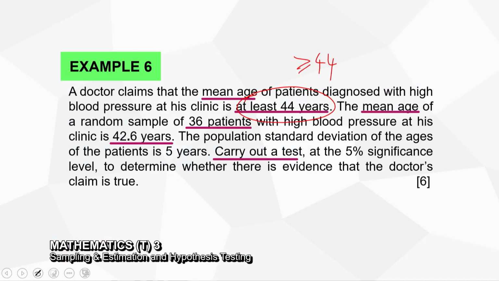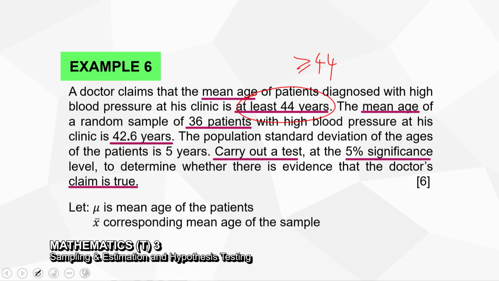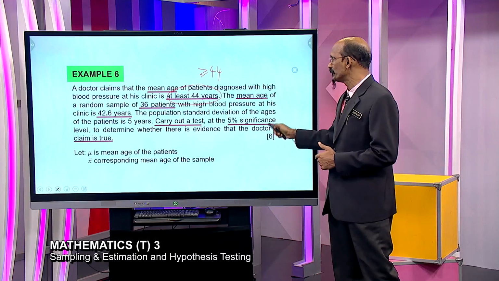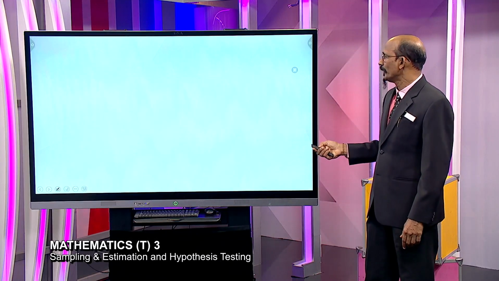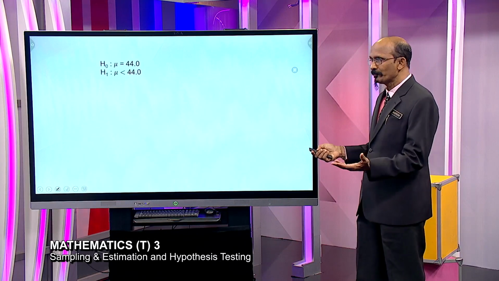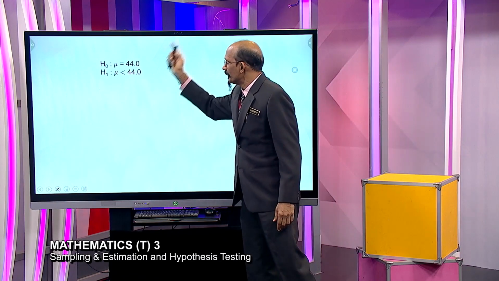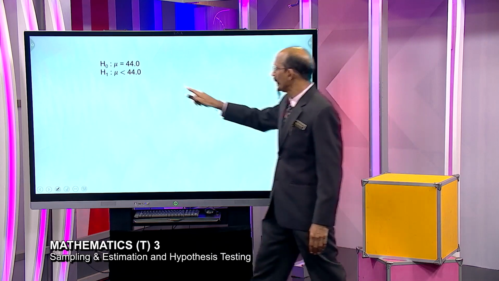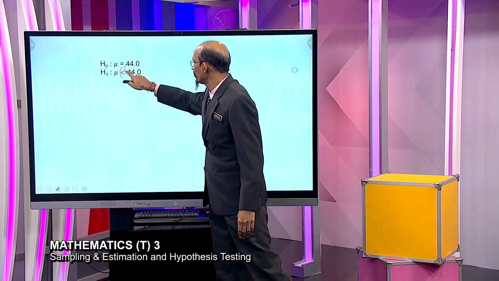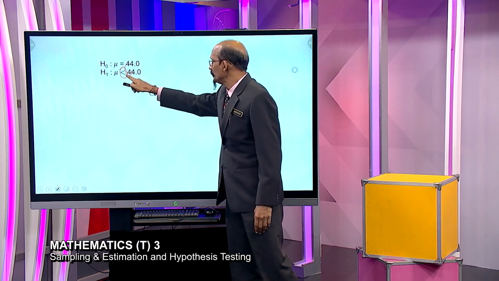Then they give you the standard deviation. They say carry out a test, which means you know this is hypothesis testing. Use a 5% significance level to determine whether there is evidence that the doctor's claim is true. You want to test whether the doctor's claim is true. So we let mu equal the mean age. As I mentioned just now, we have 6 steps. In step 1, we write our hypotheses, the null hypothesis and alternative hypothesis. This is where students always make mistakes, because with the sign, you have 3 possibilities.